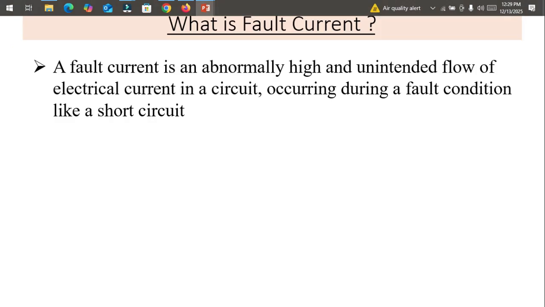So basically, what is fault current? A fault current is an abnormal current which generally occurs due to a short circuit. So that is the fault current.